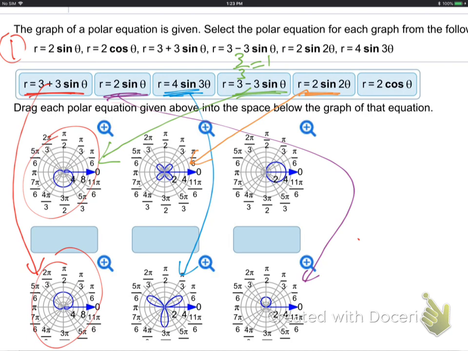There we go. And the last one's got to be the last one, right here. 2 cosine theta. Is that a limaçon, rose, or basic? Basic. There's nothing multiplied by the theta. There's no number added. So it's basic. Cosine's going to be a circle. X-axis or Y? X. That's what we have right there. X-axis circle. Pretty straight ahead, right?